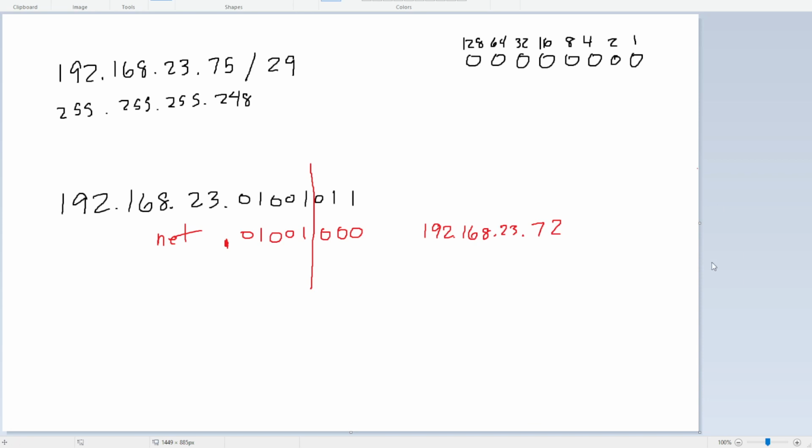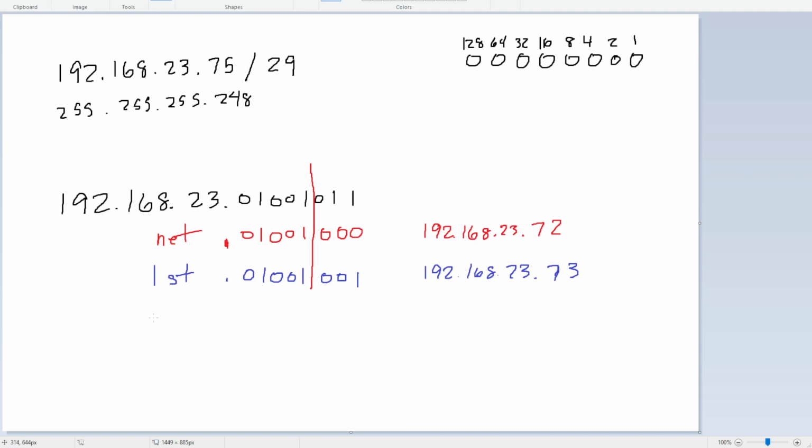Okay, so now we want the first usable. Let me change my pen over to blue. We're going to carry down the network part because we're not changing that. For the first usable, I take the host portion and set it to all zeros with a 1 on the end. Then we look at the whole thing to convert it back to decimal, and that would be 192.168.23.73. Because again, the only difference between this and this was you just turned on the 1 bit. So if this was 72, that's got to be 73. So sometimes you don't have to do a lot of math, which is definitely a favor for me.